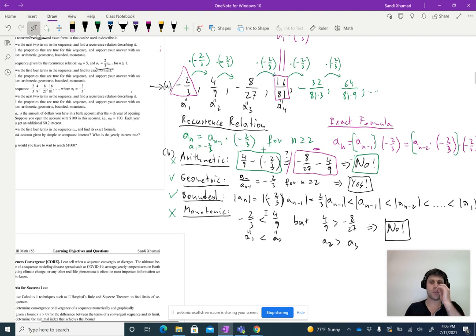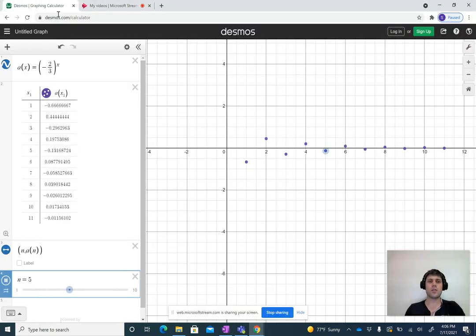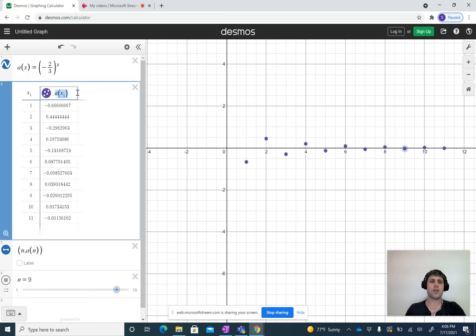Is it bounded? How do we find if a sequence is bounded or not? The first thing I would do is go to Desmos, and we can plug in a of x is negative 2/3 to the x power, make a table. You can click this plus button on Desmos and click table, and then modify what's the y here. And that should give you the terms.